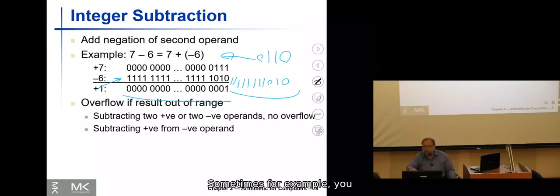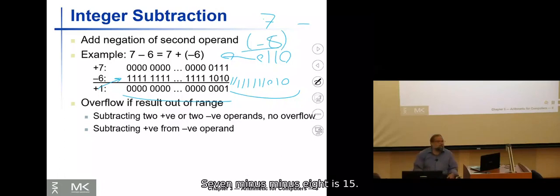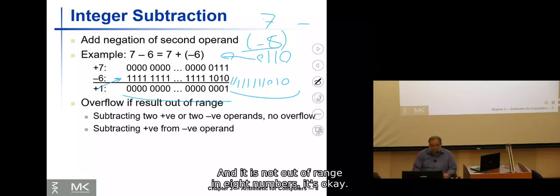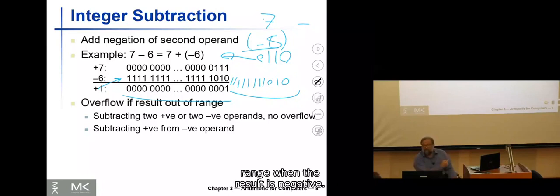Sometimes, for example, you are subtracting 7 minus 8 for 8-bit numbers. 7 minus 8 is 15, and it is not out of range in 8-bit numbers, so it's okay. But it might get out of range when the result is negative, when you are subtracting a positive minus.